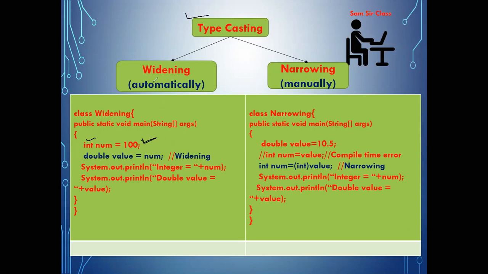Clear? If you are assigning the variable to a destination where the destination size is more, then the typecasting is done automatically, and the concept is known as widening. Clear? So widening means you are assigning the value of a data type to a larger size data type, which is known as widening, and it is done automatically. Clear? Like, suppose you consider your own example.